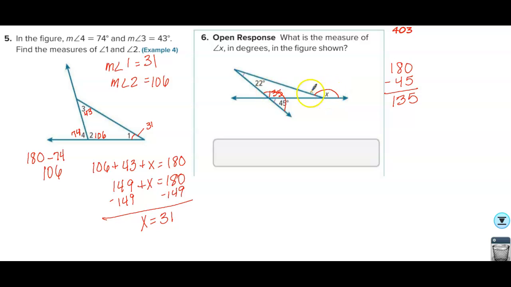And I know this angle is equal to this one plus this one. Okay, so what's 135 plus 22? 157. So my answer is 157.